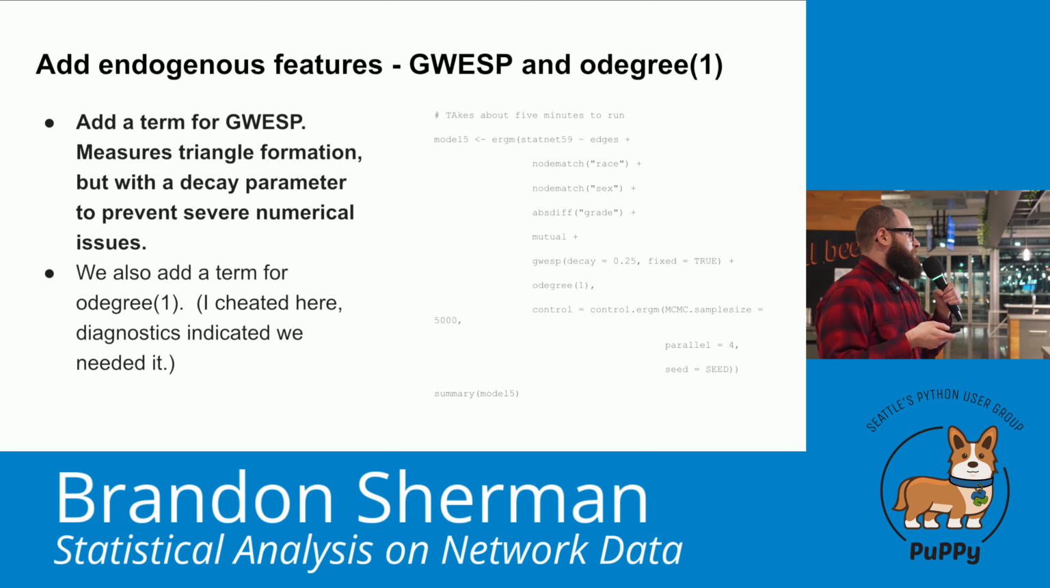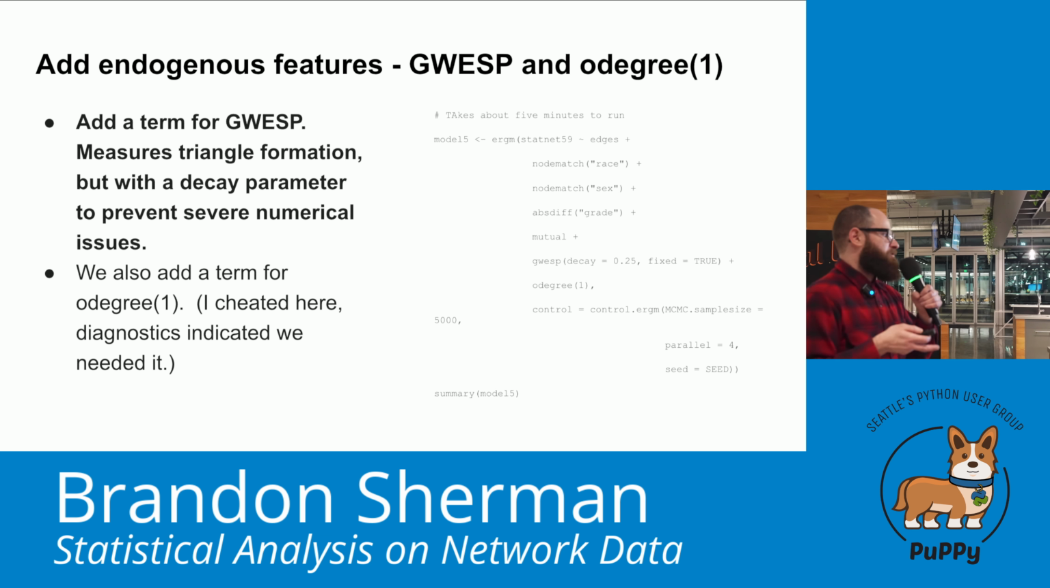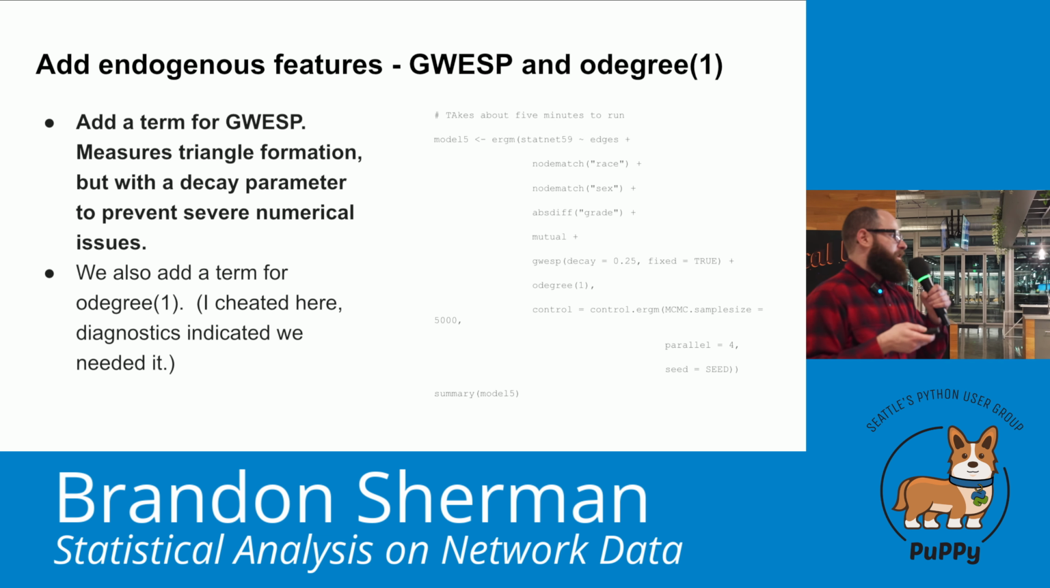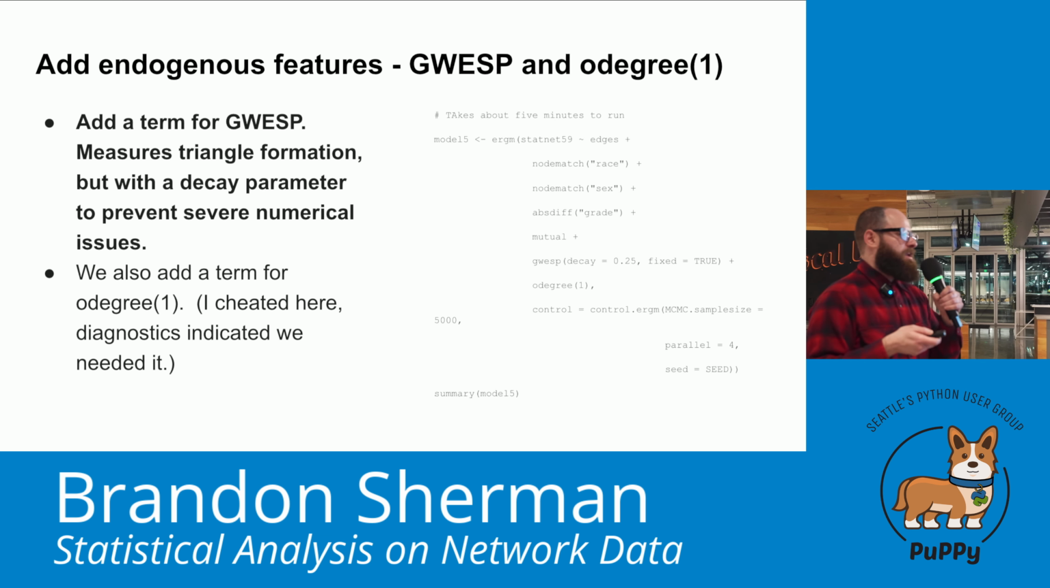And then this is the most expensive slide in the deck. We start adding triangles. We don't actually add triangles because we start running into combinatorial issues, overflow, all the fun numerical stuff that we don't like. So we use basically a modified version that decreases that number. I also add a term for out degree, which is basically just the number of people that report having exactly one friend. And I cheated here because when I fit this, it indicated that we had to do that.